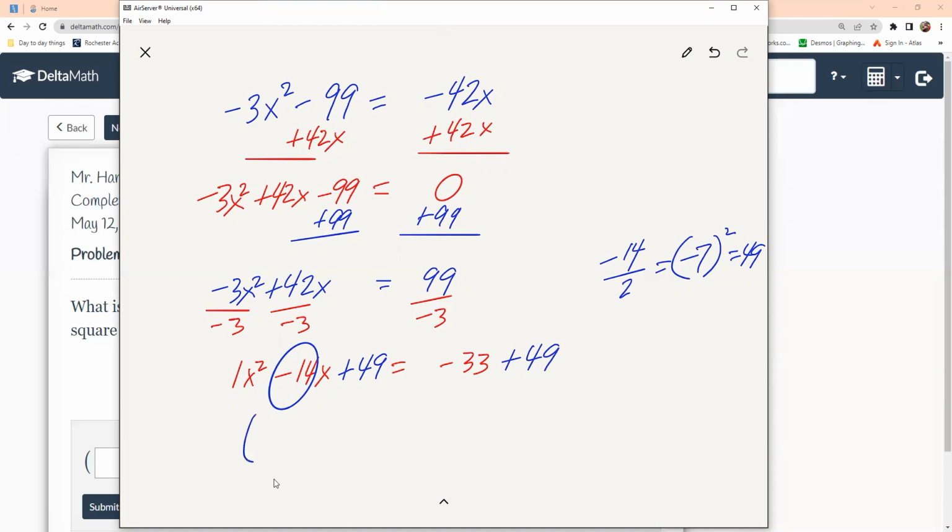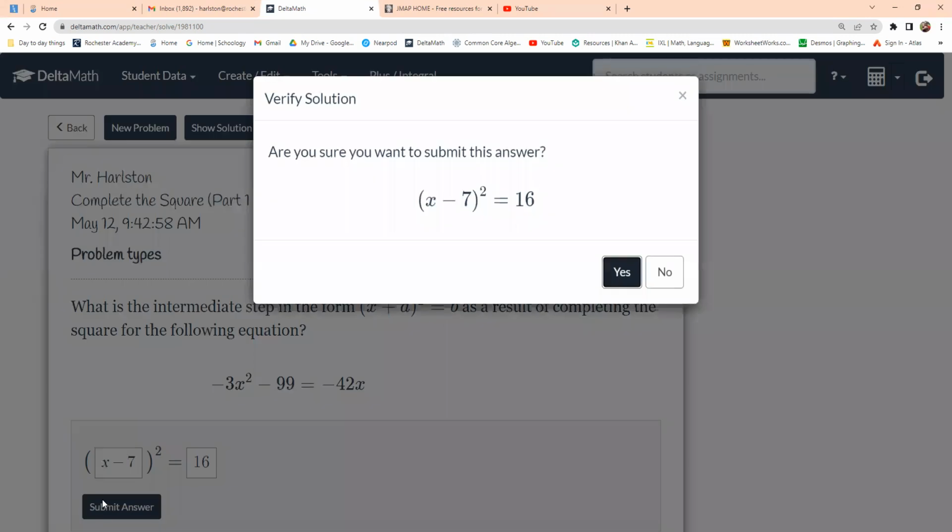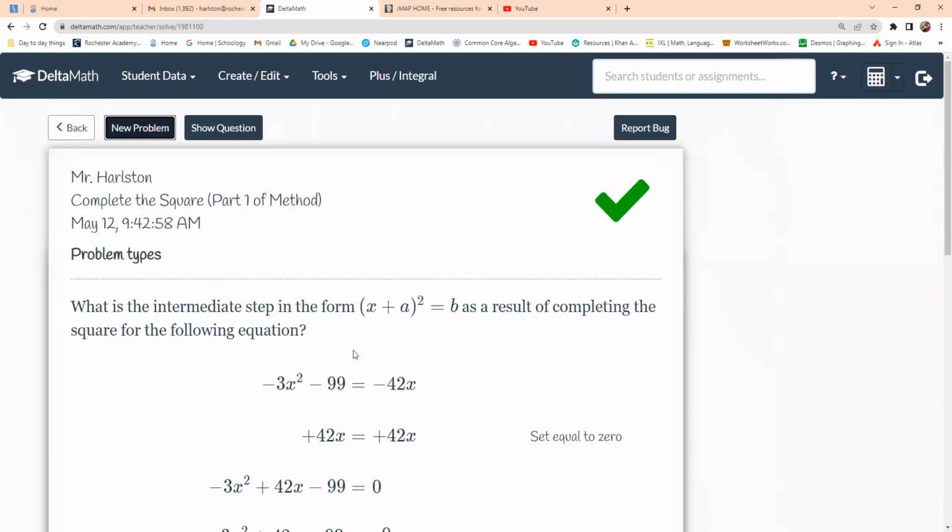So this will be x minus 7 squared equals 49 minus 33, which is 16. So that would be my answer here: x minus 7 squared equals 16. And then I submit it and let's see what they say. Wonderful.